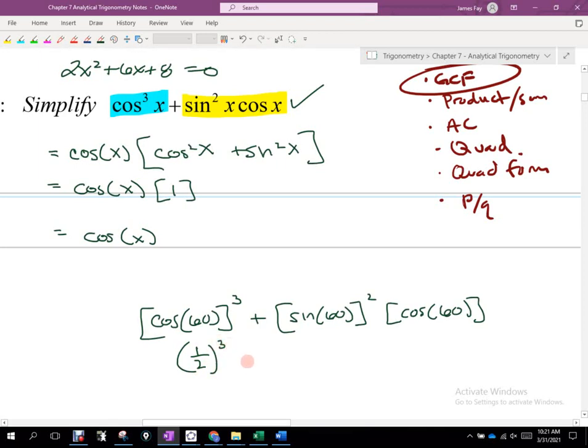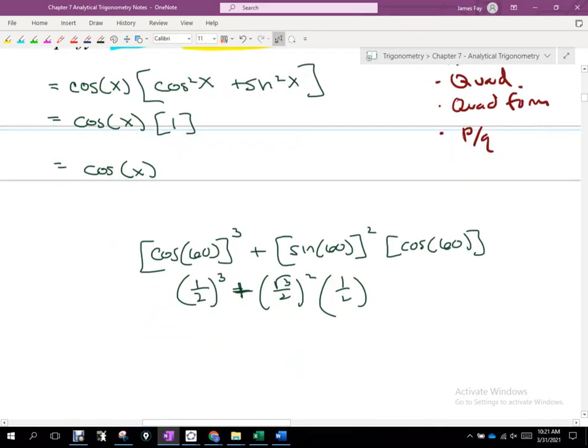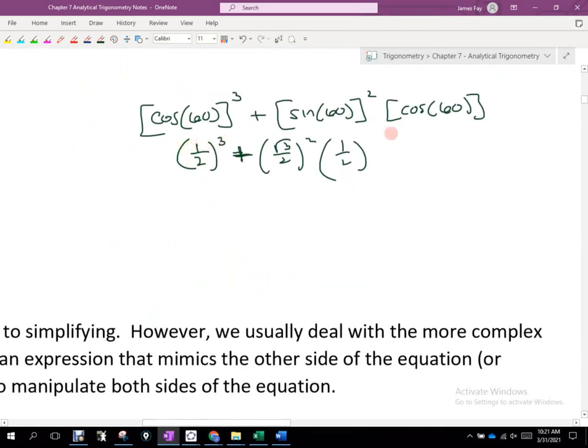Should be 1/2, right? Okay. What's the sine of 60? Oh, should be a plus sign. Radical 3/2. What's the cosine of 60? 1/2. Okay. So now to evaluate this, I had to do those 3 substitutions.